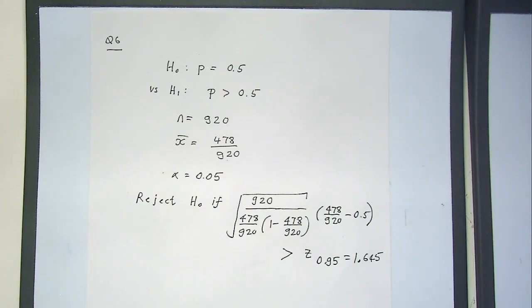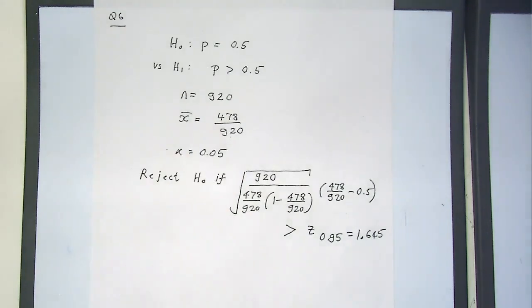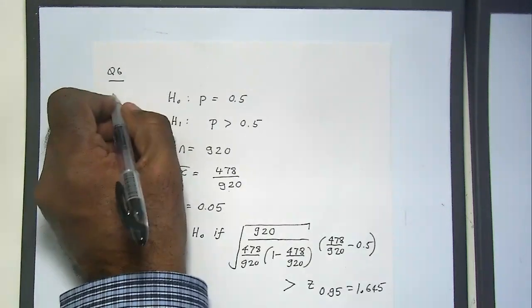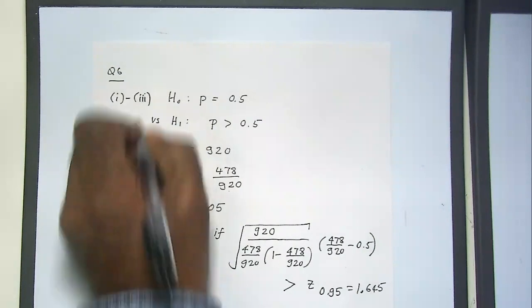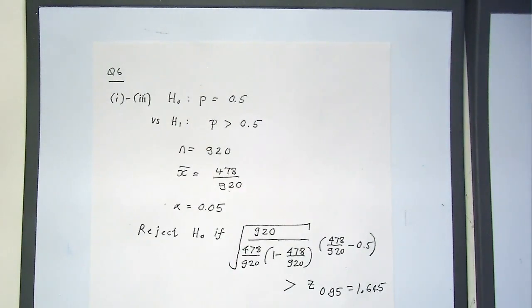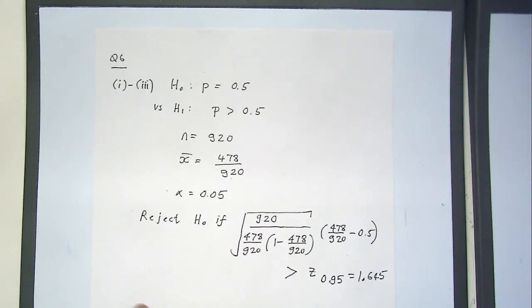And the final step, what is the... Okay, so that basically answers part 1 to part 3. Okay? Part 1 to part 3. Now part 4 is to find the probability that you will reject H0 when the true value for P is 0.55.